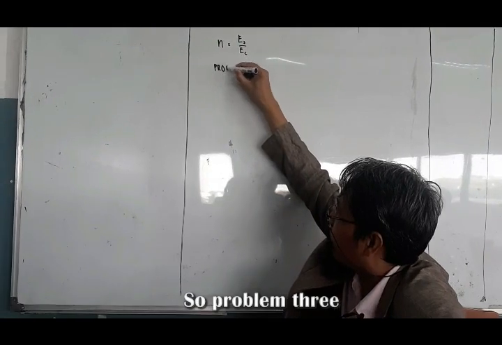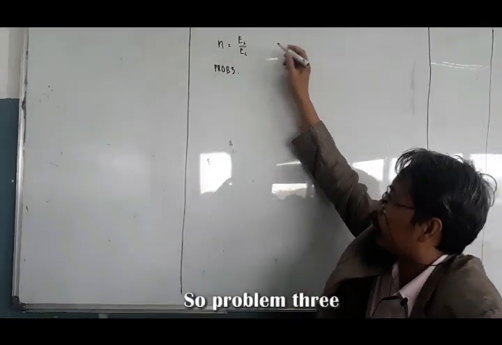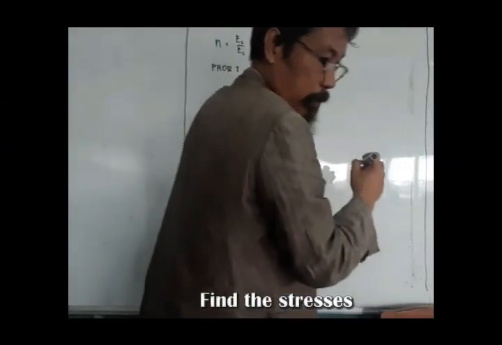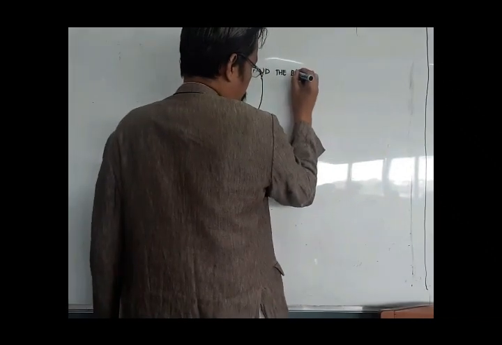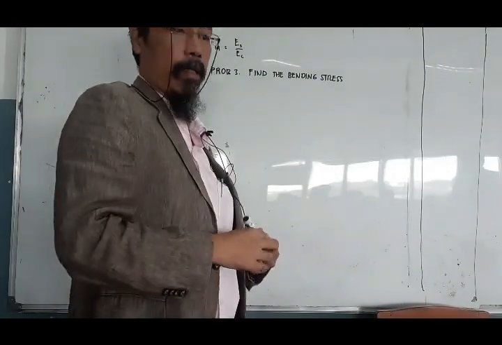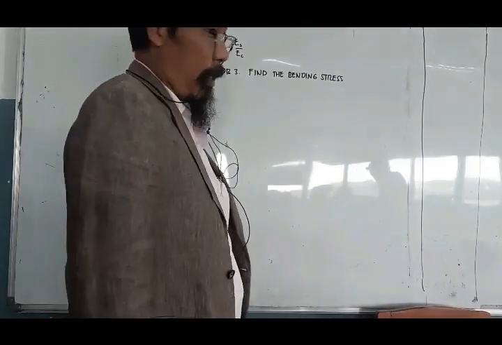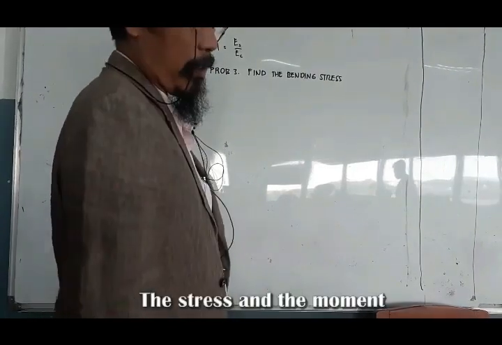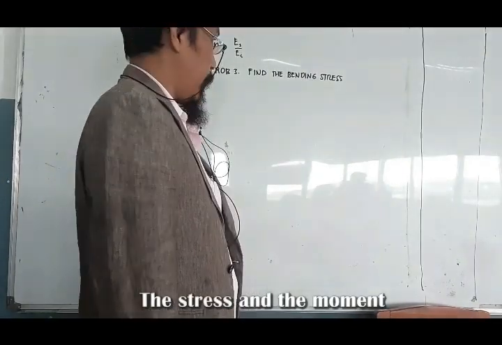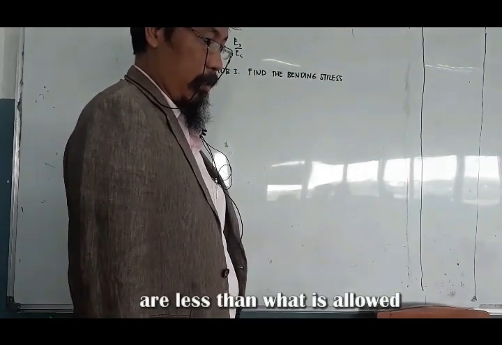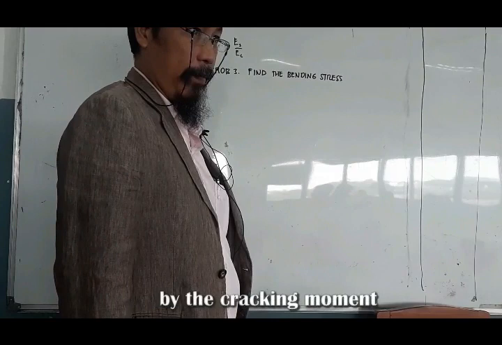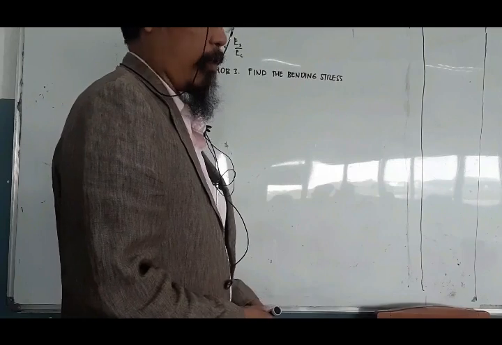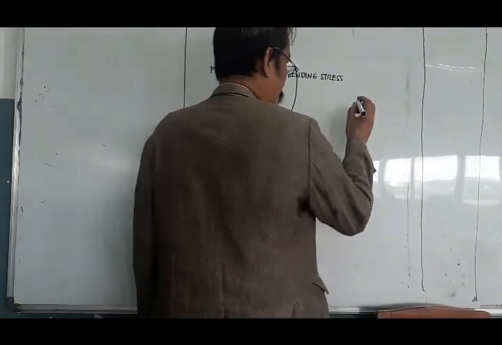Problem 3. Find the stresses. Recall that in the last two examples we were able to check that the stress and the moment are less than what is allowed by the cracking moment and the modulus of rupture. So, less than, therefore, first stage.